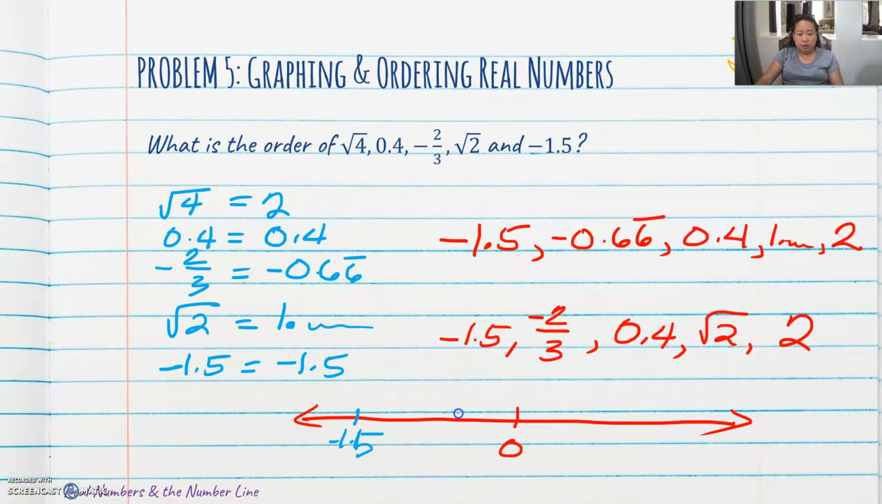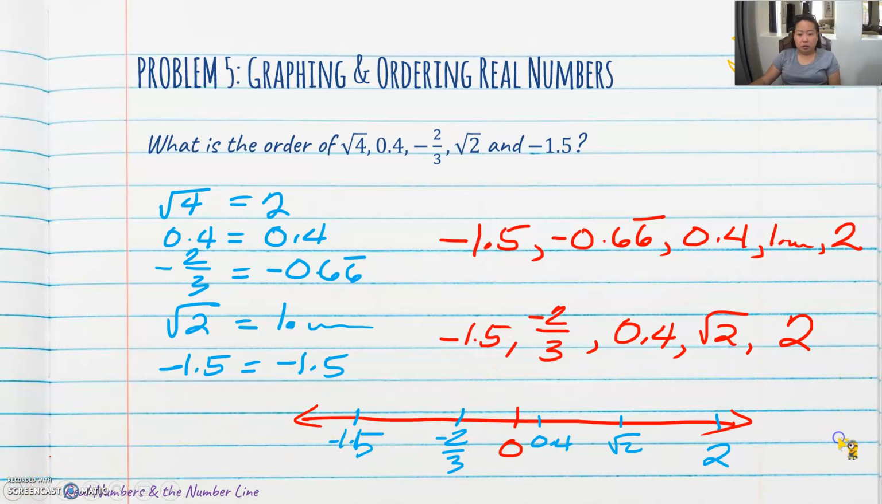Sorry, I lost my pen. Over here, negative 2/3. Okay. 0.4 is somewhere here. And this is 1. So, square root of 2 is here. And then 2 is going to be over here. So, that is how you can order and graph your numbers.